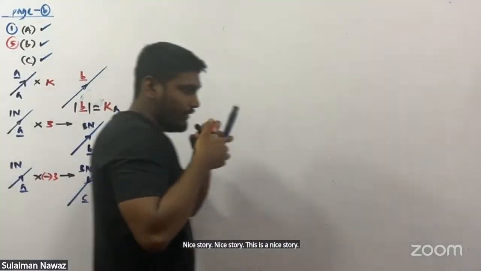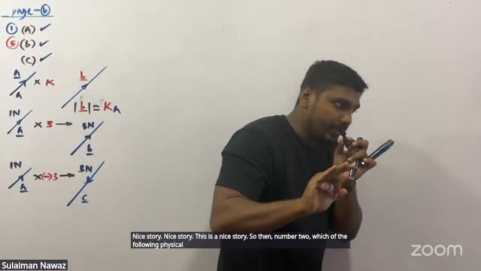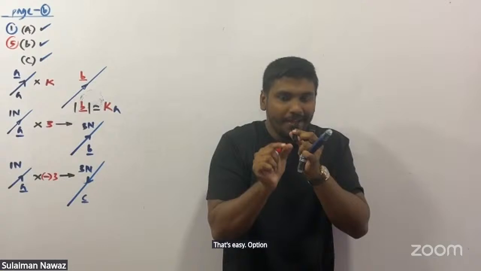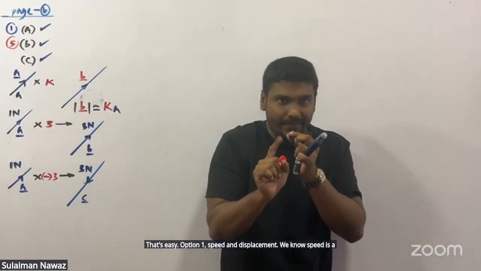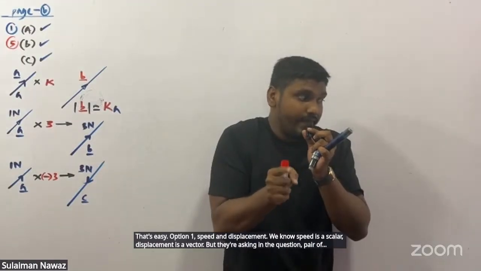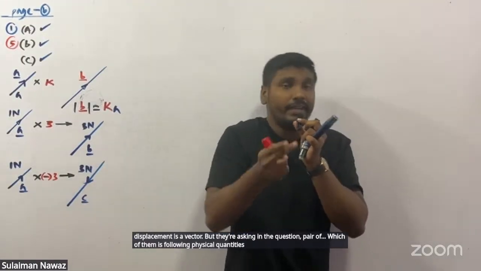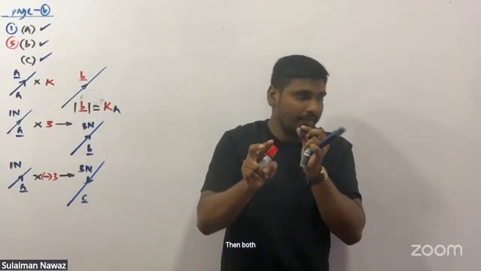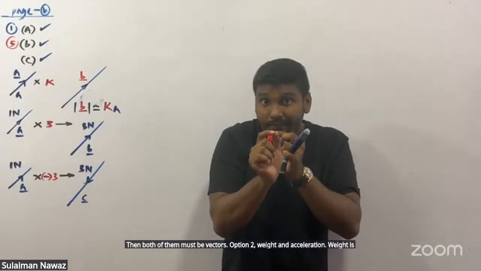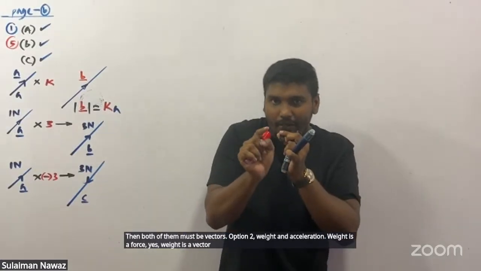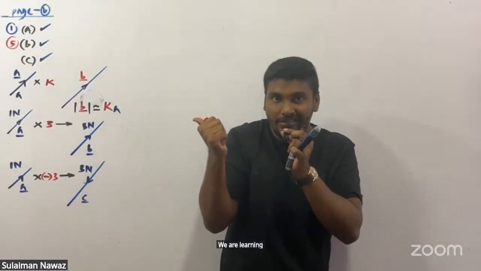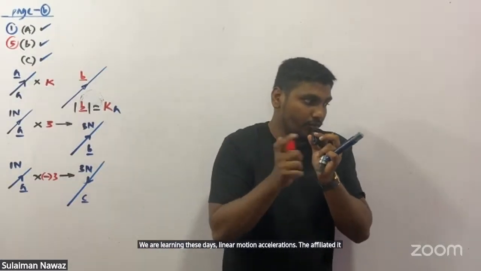Then number 2: which of the following physical quantities represents a pair of vectors? Option 1, speed and displacement. We know speed is a scalar, displacement is a vector. But they're asking for a pair of vectors, so both of them must be vectors. Option 2, weight and acceleration. Weight is a force, so yes, weight is a vector. Acceleration is obviously a vector. Now you know, we are learning linear motion and accelerations these days. Therefore, the right answer is going to be option 2.